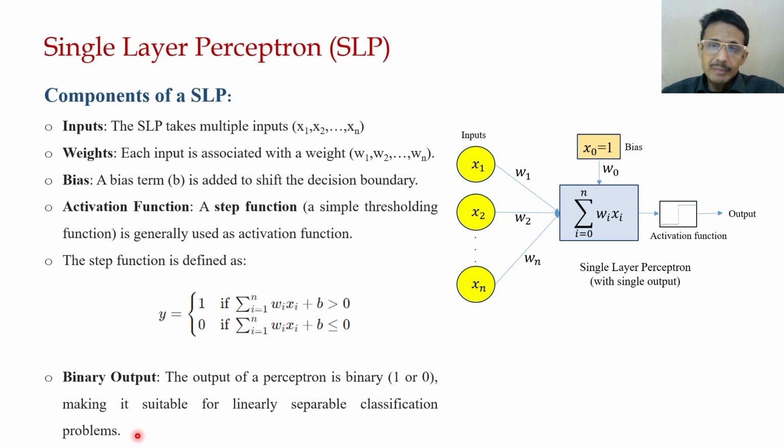Now this is a very important thing that we will learn later in this lecture: this SLP has a kind of limitation or weakness, that it can only model problems which are linearly separable. So if there are two-dimensional data points that can be separated by a single line, then only an SLP can be used. Okay, these things we will discuss later in much more detail.